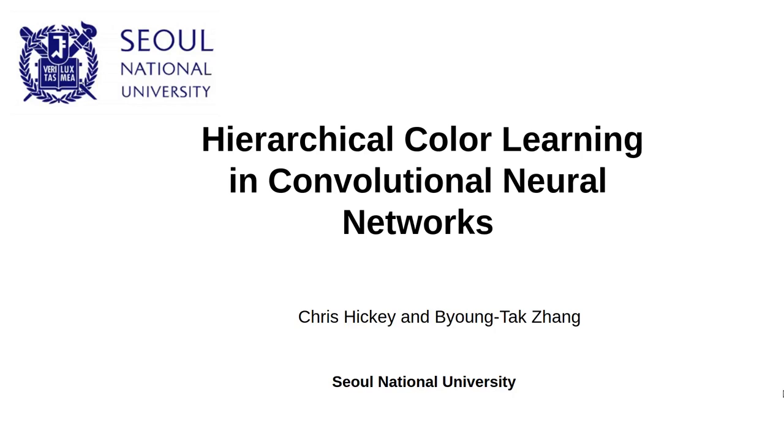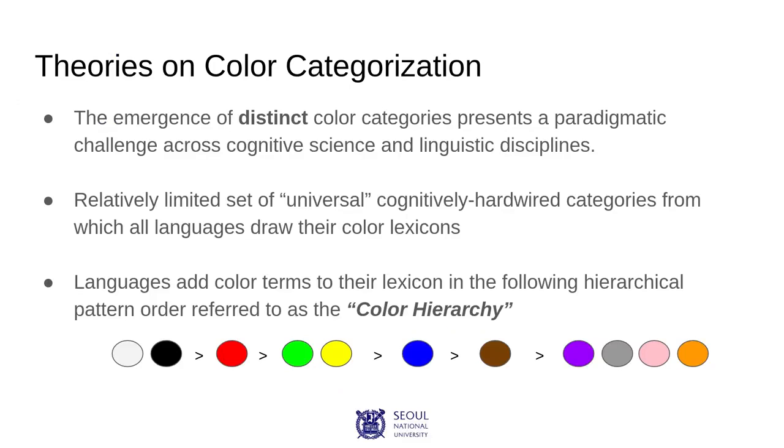So hey everybody, this is Chris here, and I'd like to introduce you to my research on hierarchical color learning in convolutional neural networks. There's been a lot of research over the years that suggests that humans have some hardwired preferences for certain colors over others. This has been shown in eye tracking studies, infant color categorization studies, and also in human language, which is the most well-known example of a color hierarchy of preferences for certain colors over others.